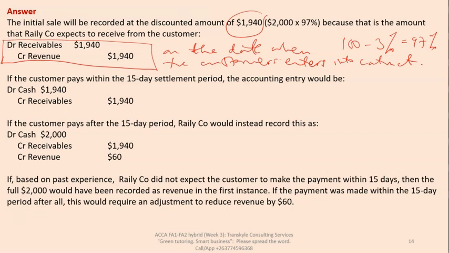That's the amount we are going to record. Which means that in the sales day book, the amount that has been recorded was 1,940. If the customer pays within the 15-day settlement period, the accounting entry would be the same. Debit cash because we are receiving cash, and credit receivables. Why are we crediting receivables?